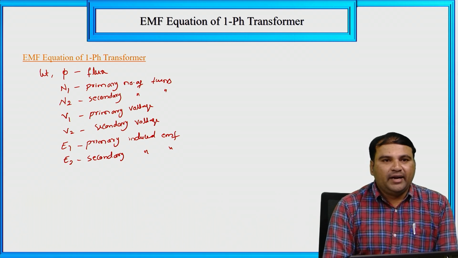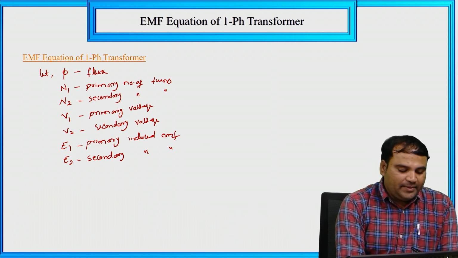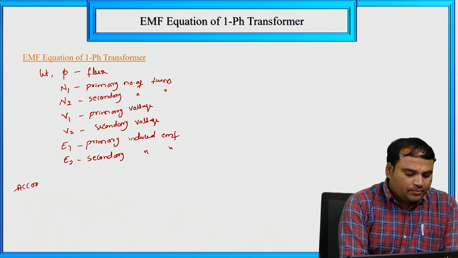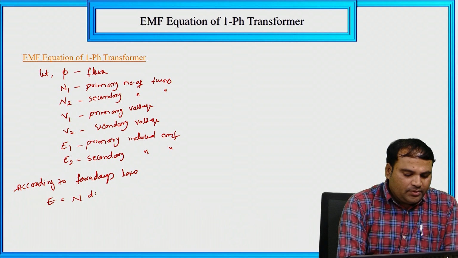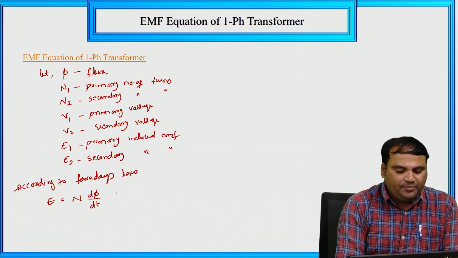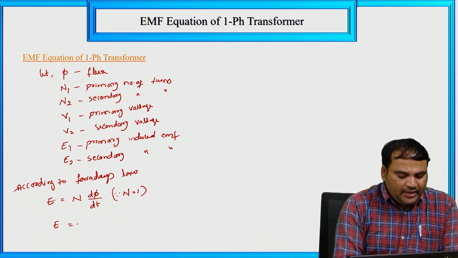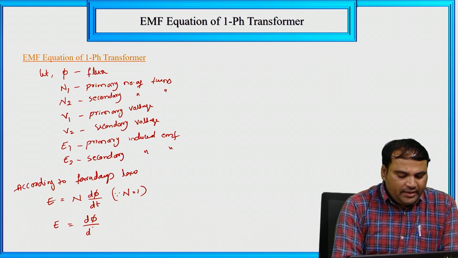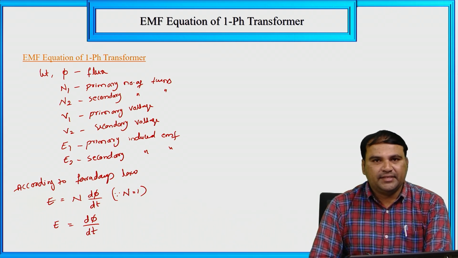Now according to Faraday's law, the EMF equation is E equal to N into d phi divided by dt. Here I am taking one conductor, that is N is equal to 1. Then we get E equal to d phi divided by dt. So d phi is the change in flux and dt is the change in time, right?